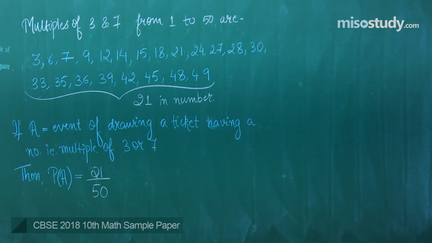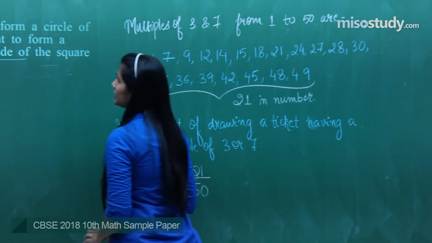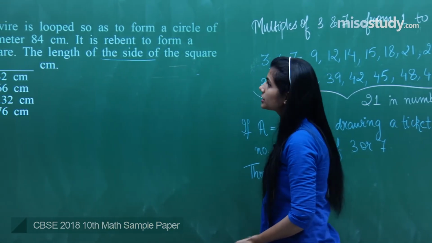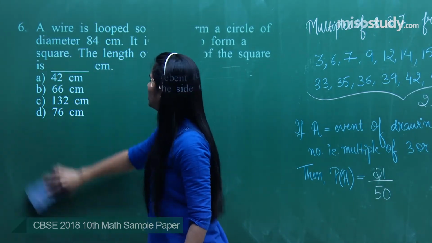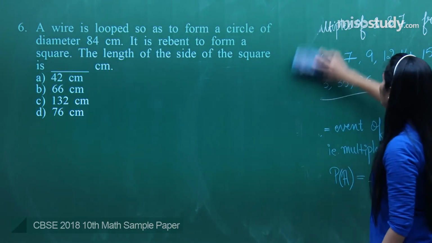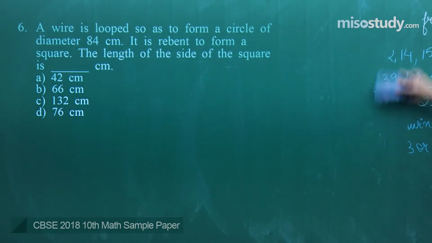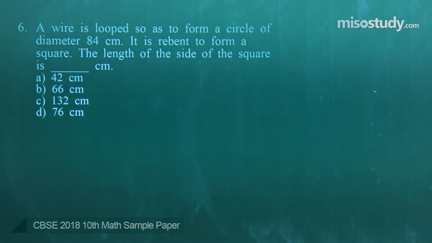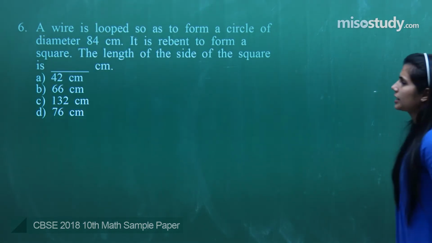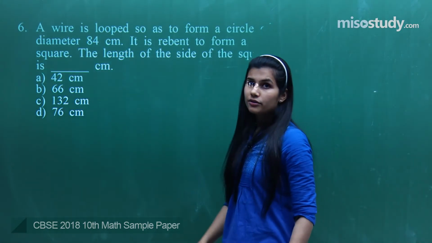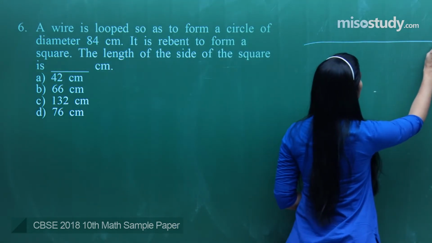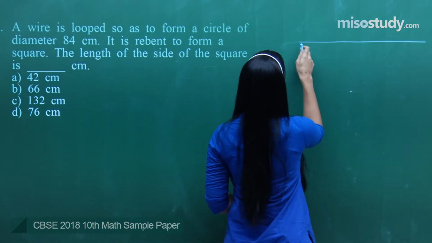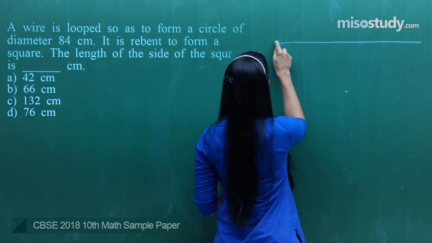Okay students, so take a look at the next question and see if you are able to do it or not. Again, a very easy question. Just take a look at it, read it, and then we are going to deal with it. What is the question trying to say? It is saying there is a wire. Okay, so there is a wire. Suppose this is your wire, okay?